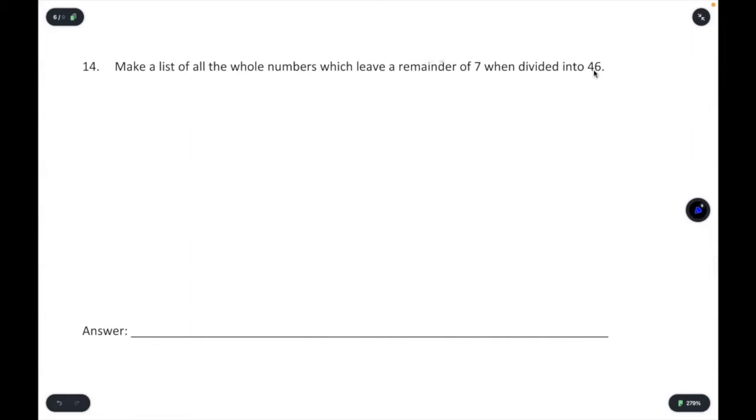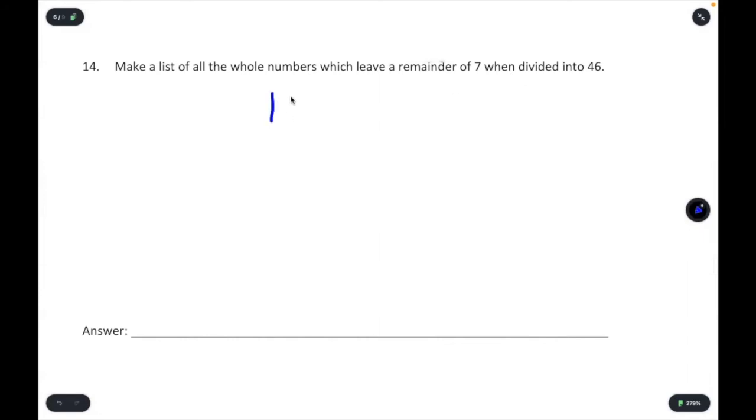For example, if we divided this by 3, you would have 15 times 3 is 45, remainder of 1. So when we're dividing and we have a remainder of 7, the number that we're dividing 46 by has to be bigger than 7 in the first place. So when we have a remainder of 7, that means that the numbers are multiplying to make 39. So let's think about the factors of 39.